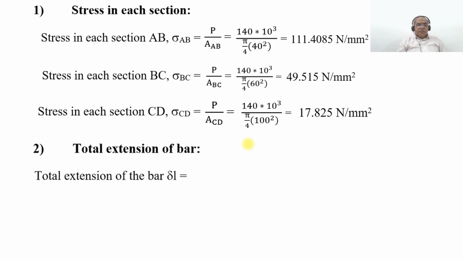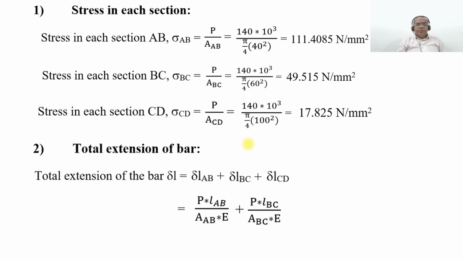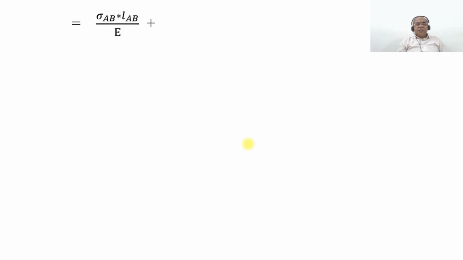The total extension of the bar, delta L, will be equal to delta L AB plus delta L BC plus delta L CD. That is P into length of AB divided by area of cross section of AB into E, plus P into length of BC divided by area of cross section of BC into E, plus P into length of CD divided by area of cross section of CD into E. So P by A is sigma, that is sigma AB into length of AB by E, plus sigma BC into length of BC by E, plus sigma CD into length of CD by E.